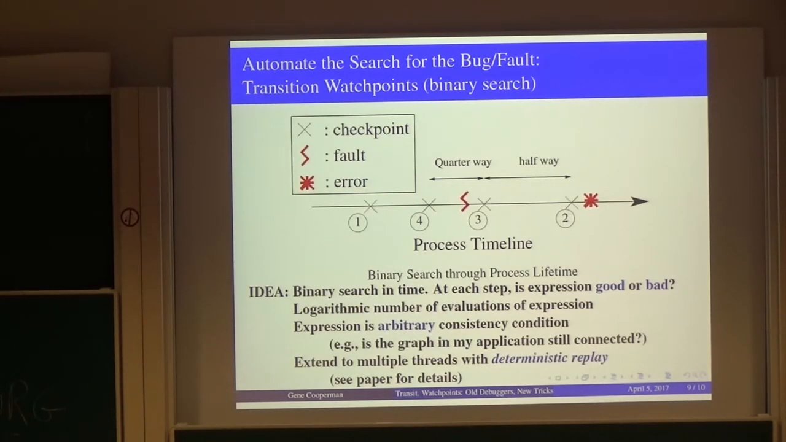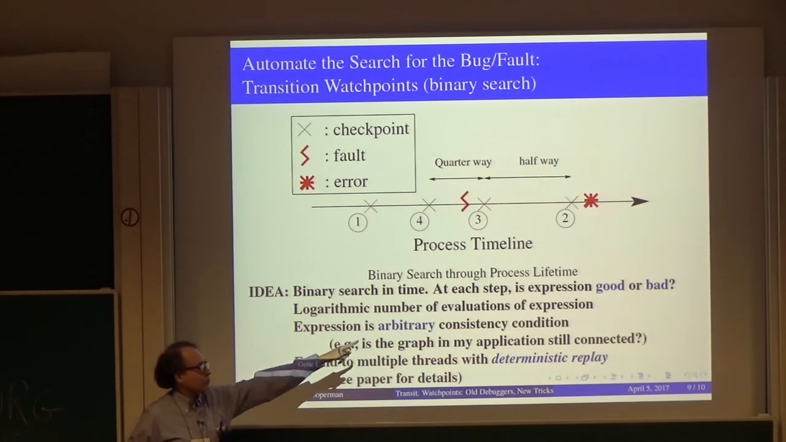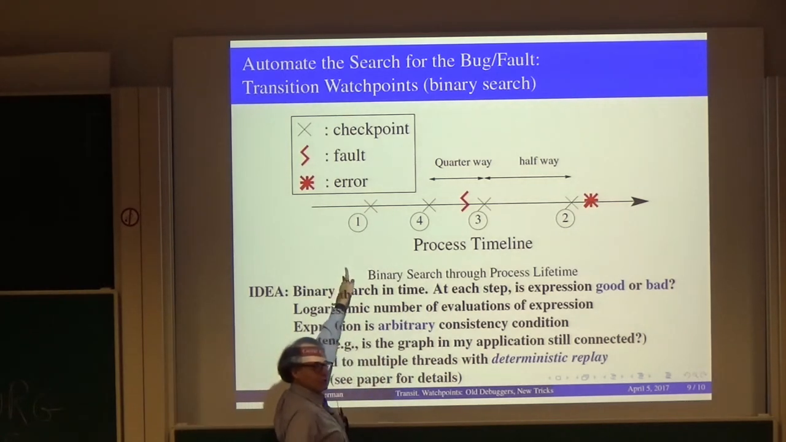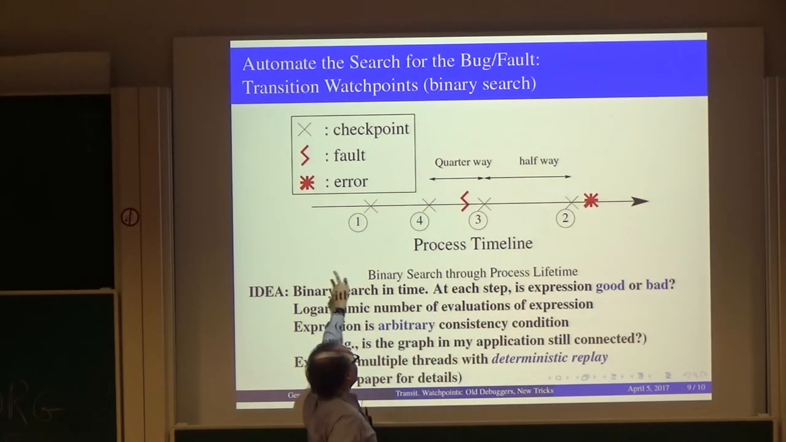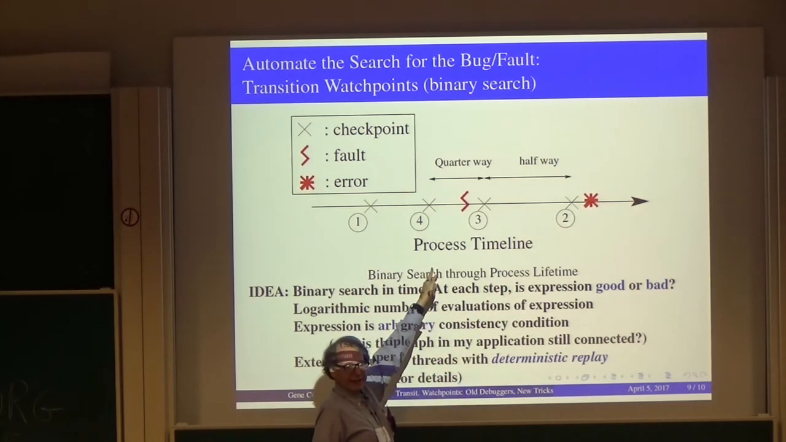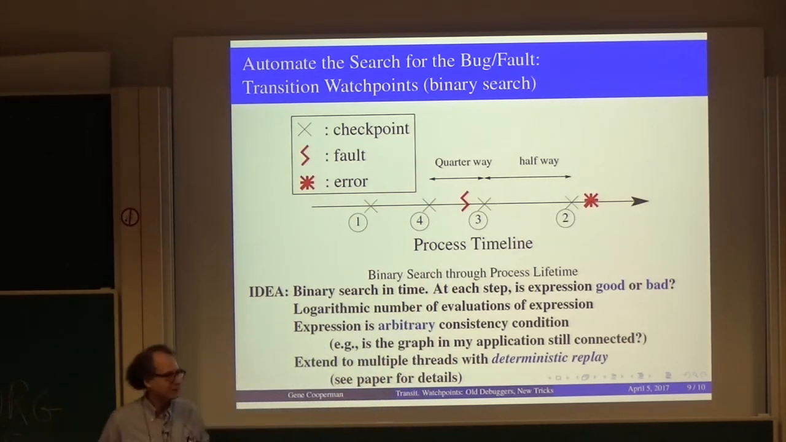So what were the ideas that made this work? We have a binary search in time. At each step in time in this binary search, we can test, is our expression a good one or a bad one? Presumably it was good when we started. It was bad when the error occurred. And now in this binary search, we'll find exactly when that expression became bad. And that should be the fault that caused the error. As we said, there's a logarithmic number of evaluations needed. So this is very important.